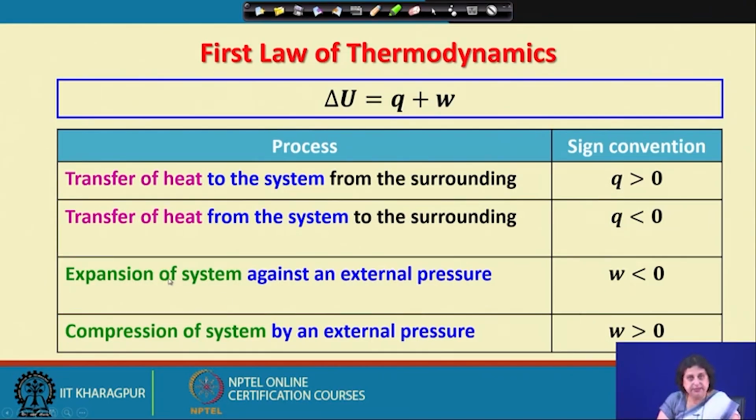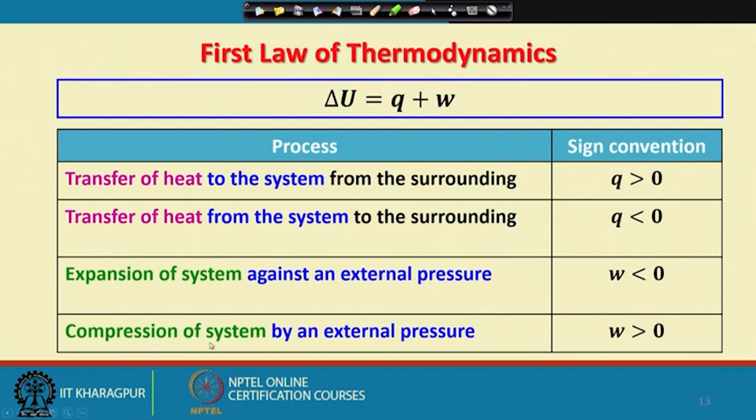Similarly, if the system expands, it uses up its internal energy to do work against an external pressure. So, W, the work done by the system, decreases U and it is less than 0. And similarly, compression of the system by an external pressure would be associated with an increase in internal energy, and W is greater than 0.